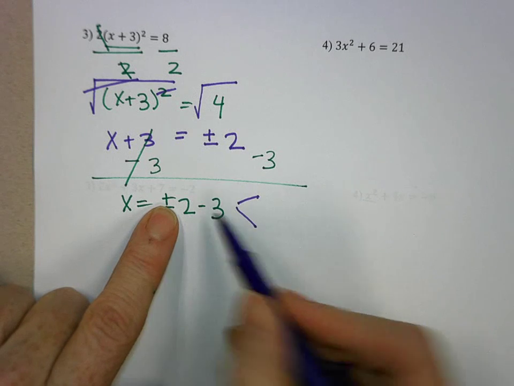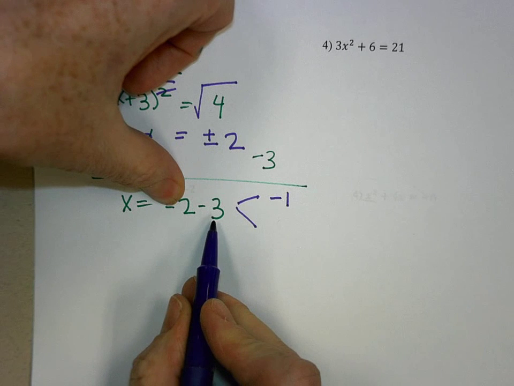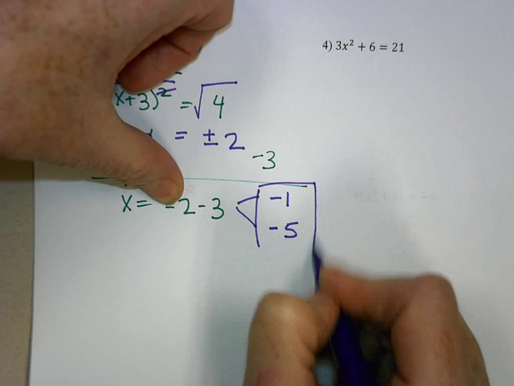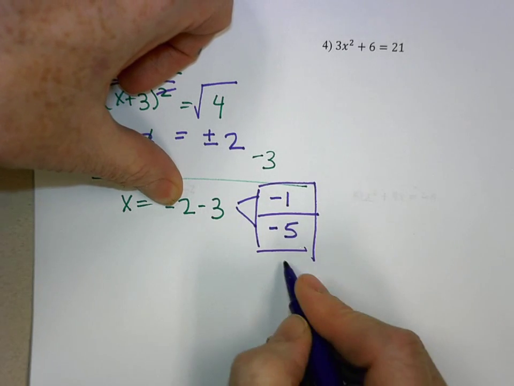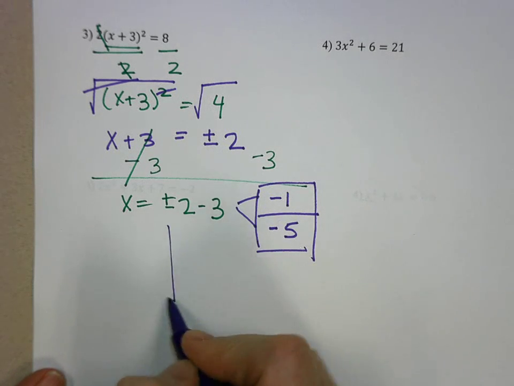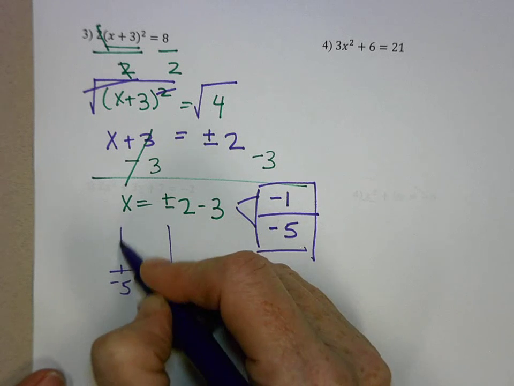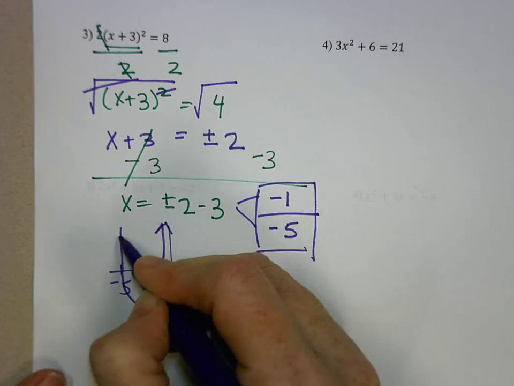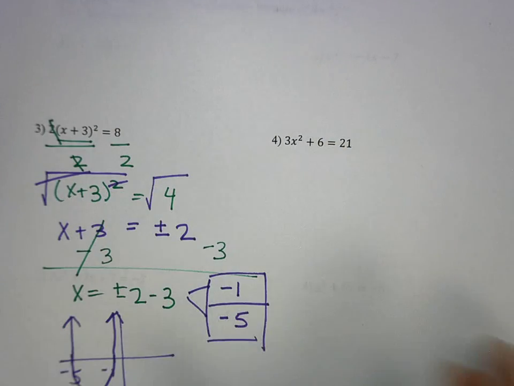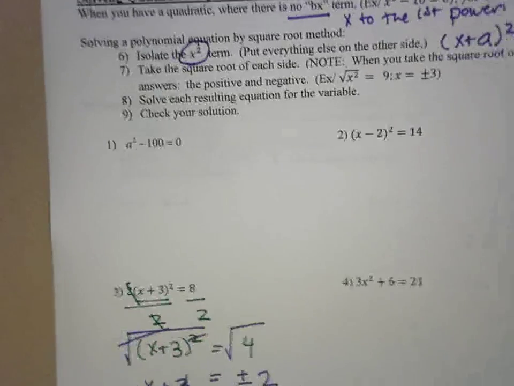What is positive 2 minus 3? Negative 1. What is negative 2 and negative 3? Well, that would be negative 5. So x is equal to negative 1 and negative 5, which tells me that the parabola goes through the axis at those points. All right, go ahead and work through those other 3 problems. Bring them to class. We're going to go on and do our final method.